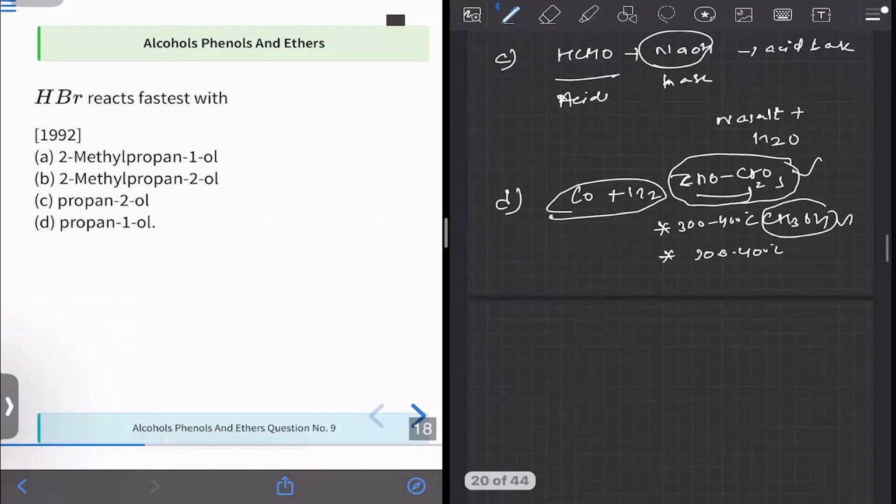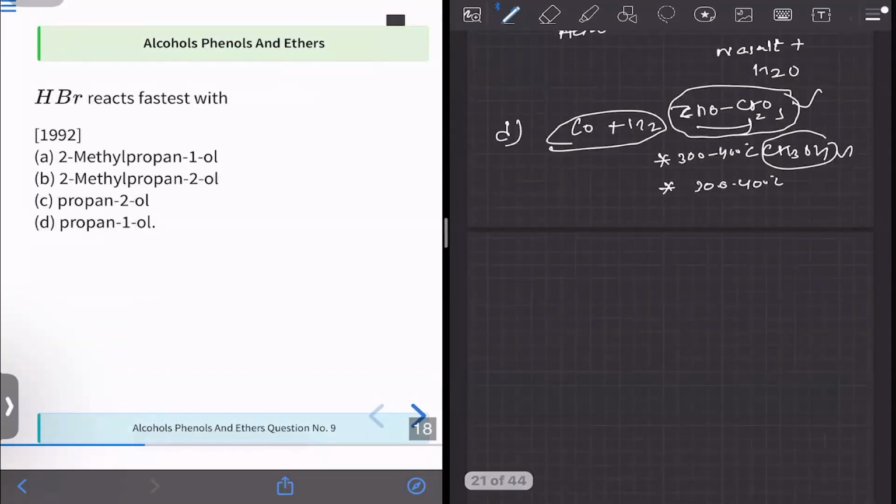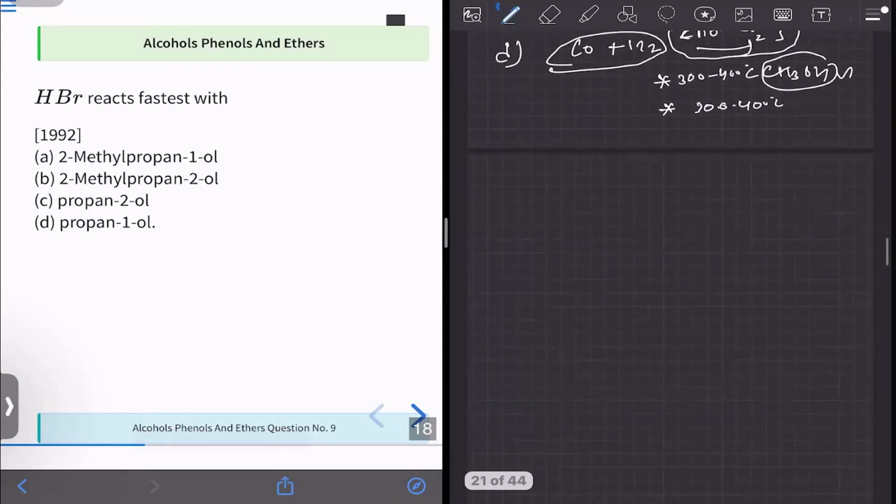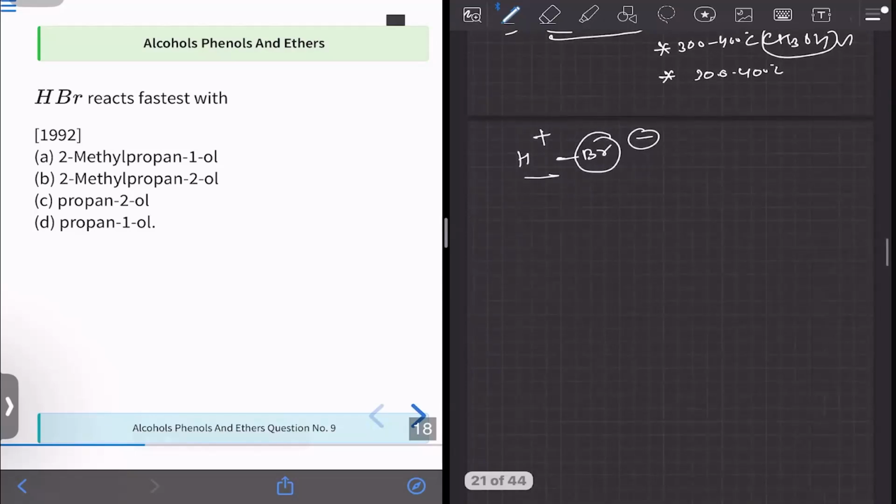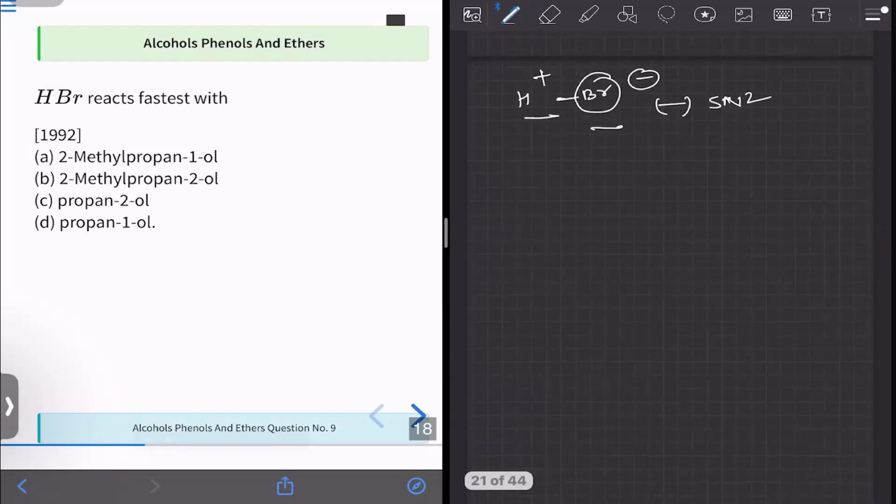Next question. HBr reacts fastest with which compound? In HBr, the electrons are more driven towards bromine, so it becomes negative and H becomes positive. So how does it act, through an SN2 reaction? No, SN1 reaction.